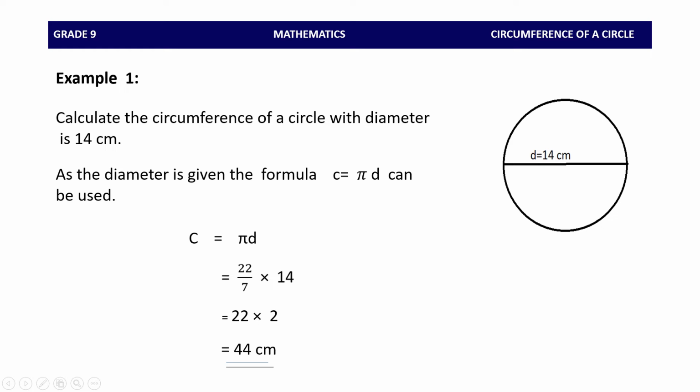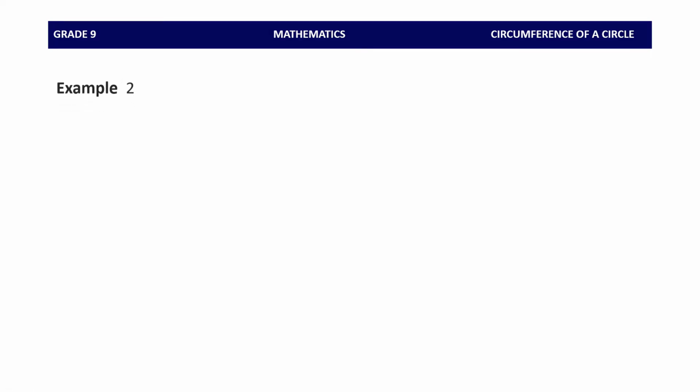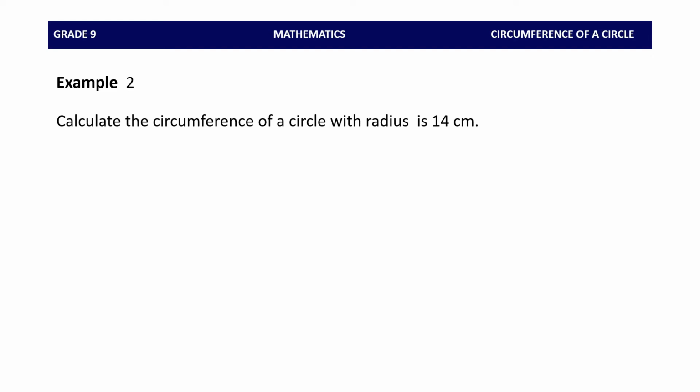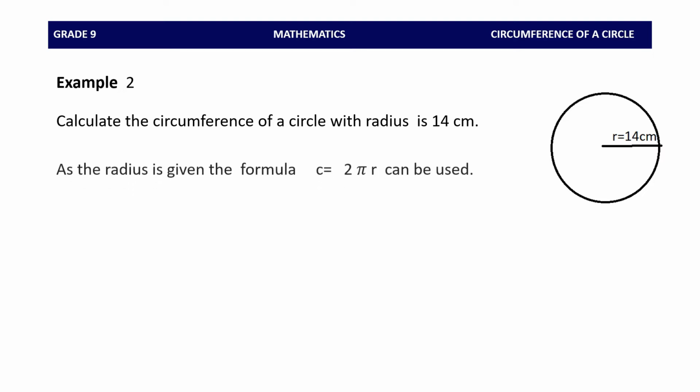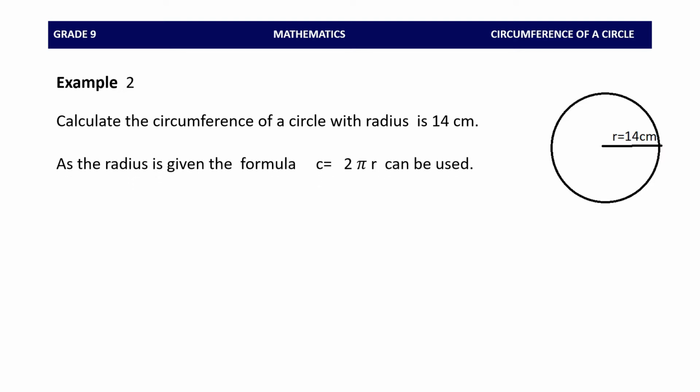Now we are going to see another example. Example number 2. Calculate the circumference of a circle with radius 14 centimeters. Here's the diagram. The radius is given to you, so we can use the formula C equals 2 pi r for the calculation.